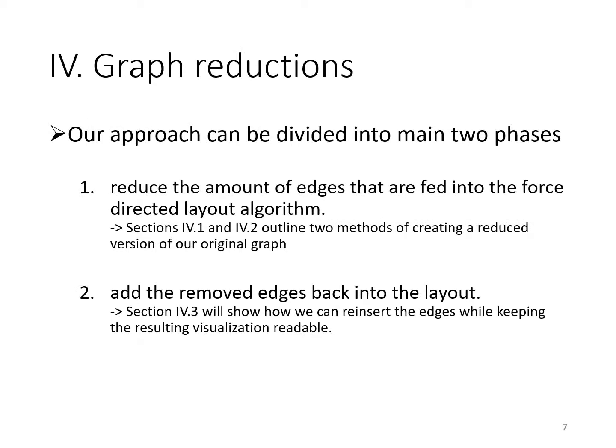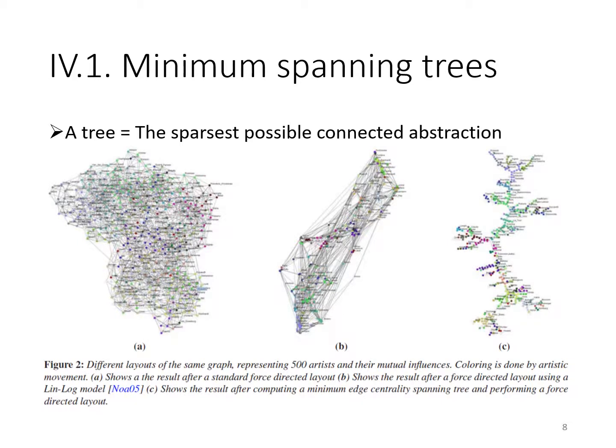Our approach can be divided into two phases. The first step is to reduce the number of edges that are fed into the force-directed layout algorithm. And the second is to add the removed edges back into the layout. As a first test of the hypothesis that removing high betweenness edges would yield a structurally meaningful abstraction, we decided to generate a minimum spanning tree for a real-world example.